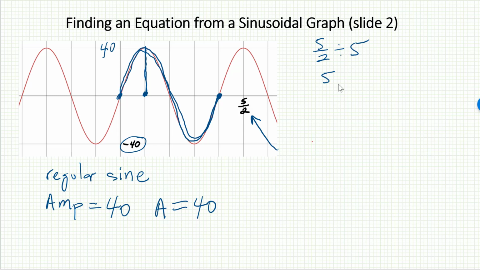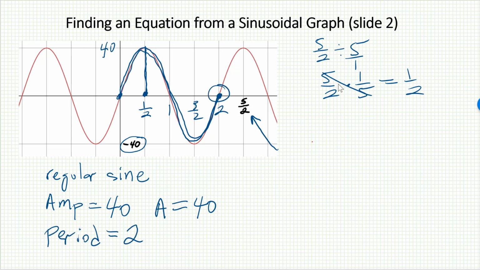So I think I need to take that 5/2 and divide it into 5 to figure out what I'm counting by. Dividing by 5 is the same as multiplying by 1/5. The 5's cancel, and I'm left with 1/2. So I must be counting here by 1/2. 1/2, 1, 3/2, or 1.5, 2, 2.5, etc. Okay, so I had to do a little bit of work, but it's obvious now that the period is 2.